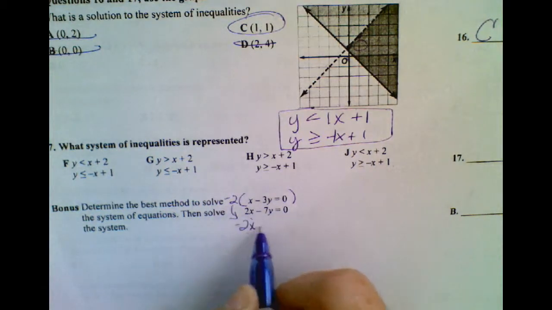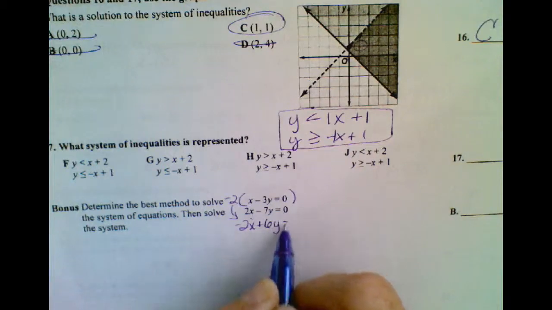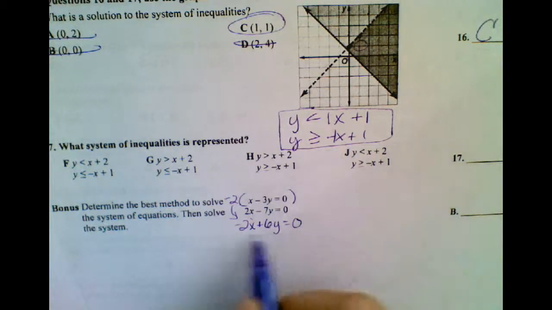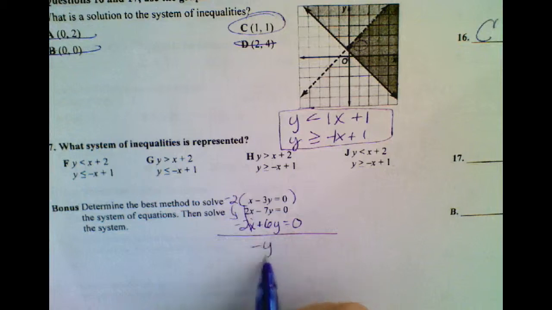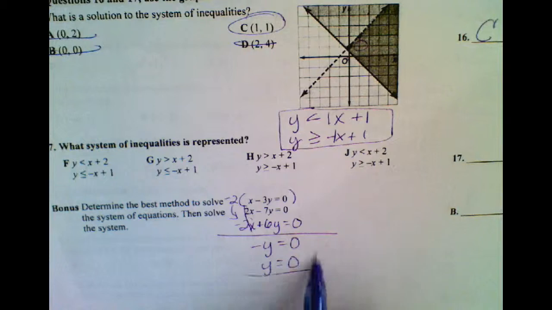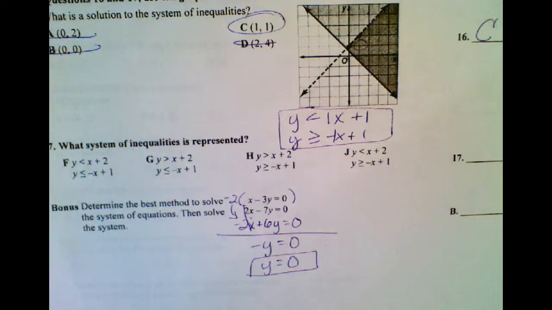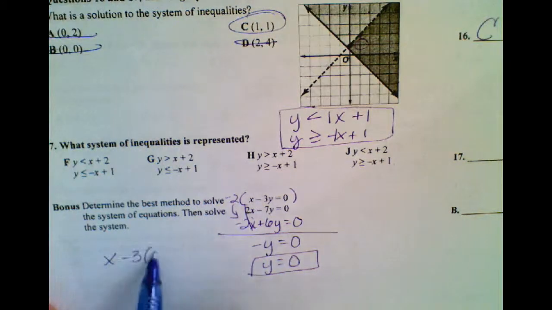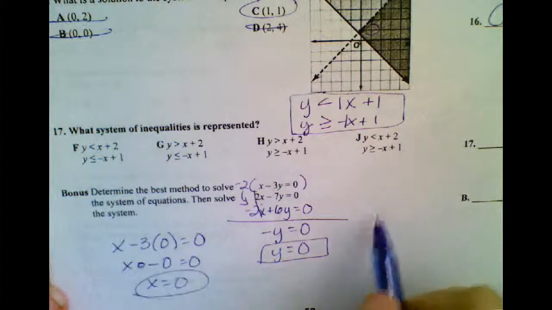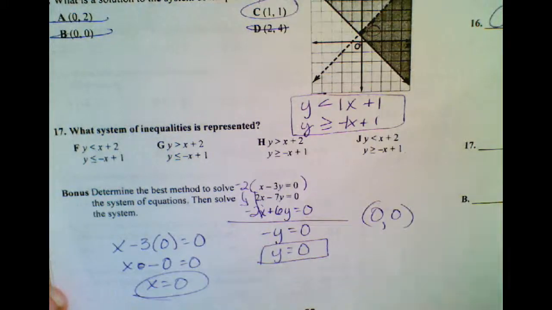2x plus 6y equals 0, right? So you get negative y equals 0. So what does y equal? 0. There is no opposite of 0, so it's still 0. Now where can you plug that in? Into the first equation. So we have x minus 3 times 0 equals 0. What's 3 times 0? 0. So what does x have to equal? 0. So your point is 0, 0. It's the only one that satisfies that system. Okay? Excellent.